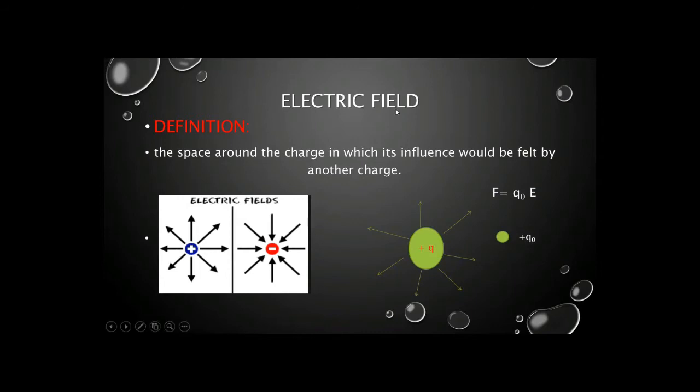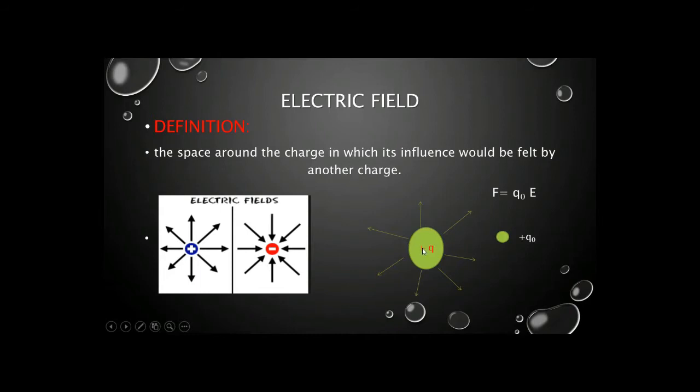So how can we define the electric field? The space around a charge in which its influence can be felt by another charge. That influence can be attractive, or it can be repulsive. That is known as the electric field.